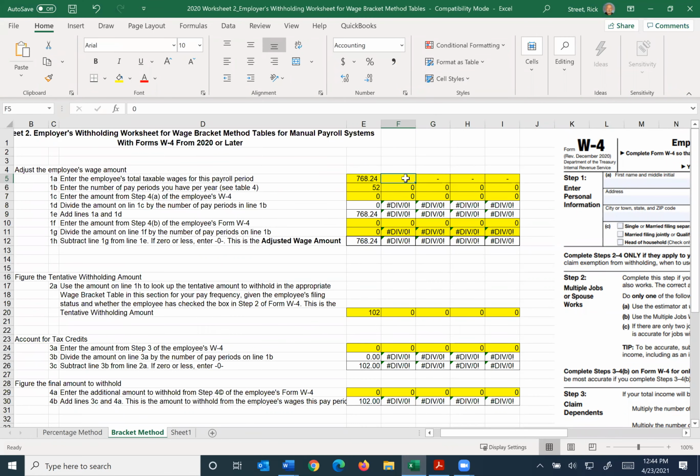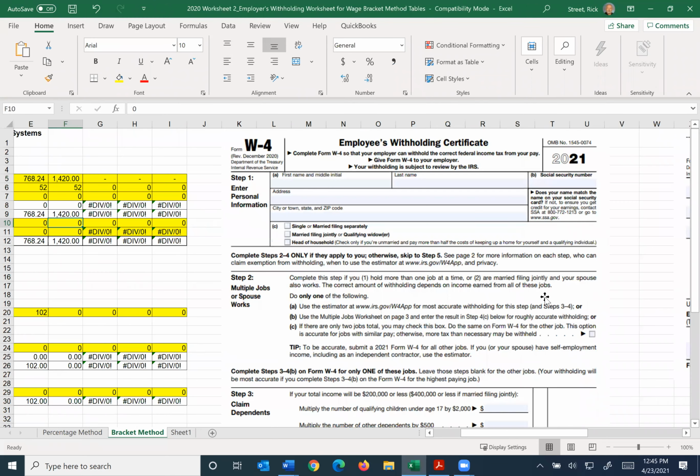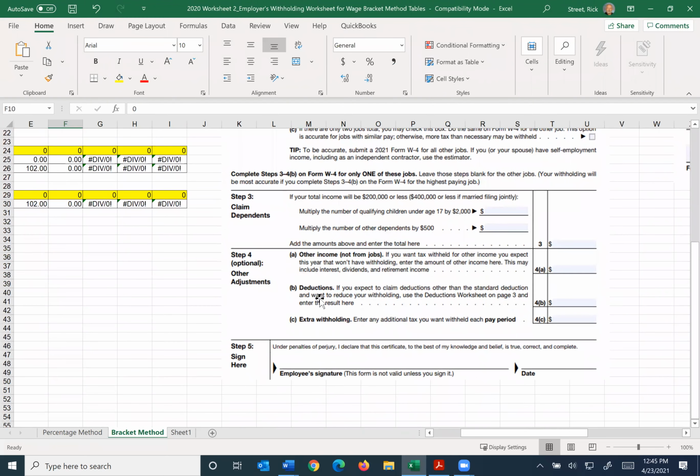So her taxable wages is $1,420. 52 periods. The only thing different here with her is that she put 3,600 on the line to enter the amount from step 4B of the employee's withholding. So let's look at that, step 4B.